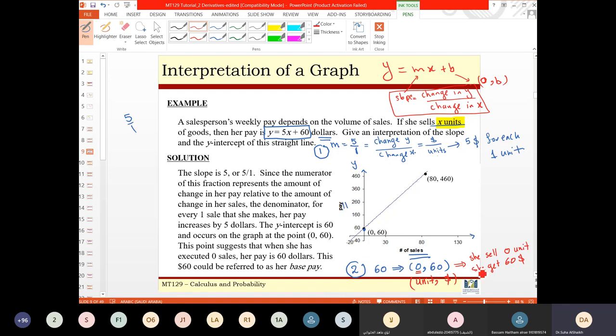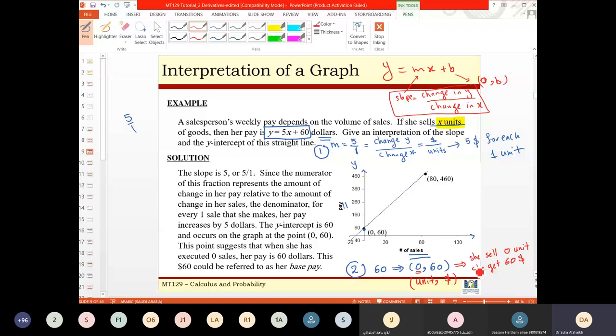Those are the two pieces of information we can extract from this equation. From the equation I got two things: the first from the slope, the second from the intercept. From the slope I learned that for every 1 unit she will get $5. And from the intercept I learned that even if she sells 0 units she will get $60.